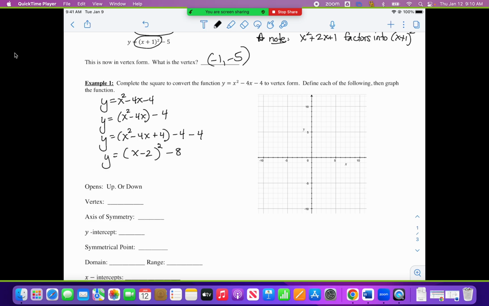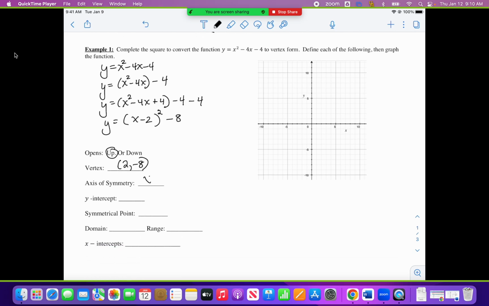So now this one is going to open up. My vertex is 2, -8. The axis of symmetry is x equals 2. To find the y-intercept, let x equal 0 in the original equation because it's easier there.